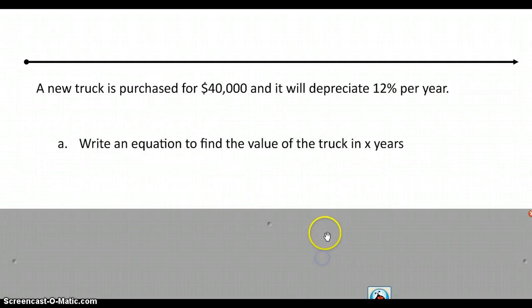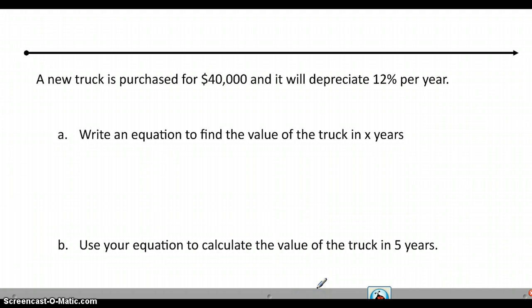Let's take a look at one for decay. A new truck is purchased for $40,000 and it will depreciate. There's our hint that we're looking at decay. 12% per year. It wants us to write an equation. So we have y is equal to our starting value, here our 40,000.